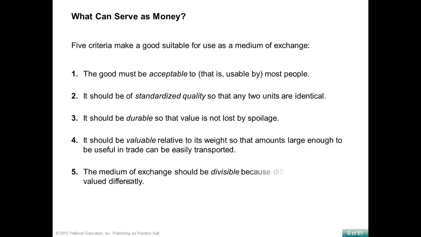What can serve as money? Five criteria make something suitable. The good must be acceptable to, that is usable by, most people. The good must be of standardized quality so that any two units are identical. It should be durable so that the value is not lost by spoilage. We don't want to use something like fruit because it goes bad. We can't store value for 10 years. That fruit is not going to last for 10 years.